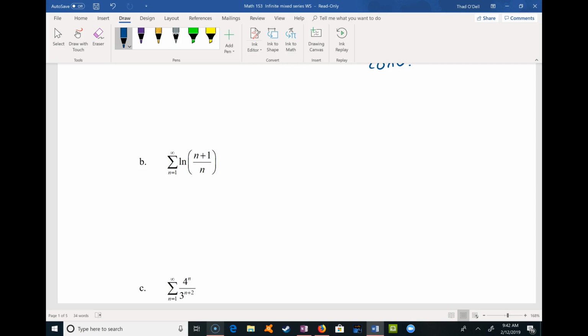So to do the integral test, first of all we have to pick a function, and so we'll call my function f of x equals natural log of x plus 1 over x. That'd be my first step.